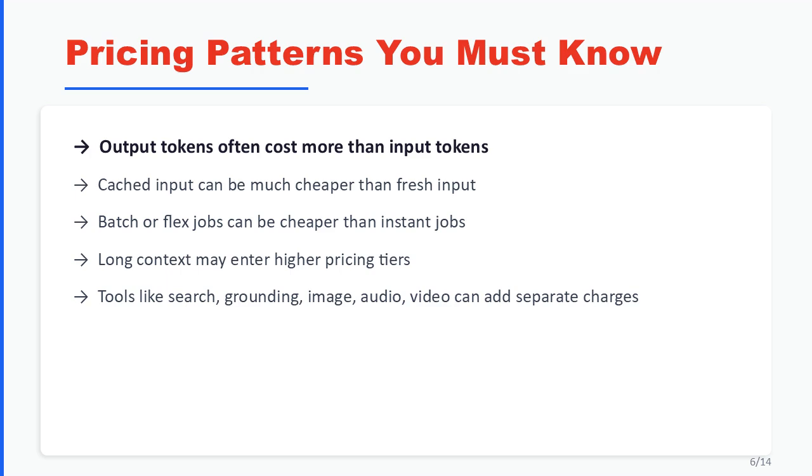Pricing changes by provider, but patterns repeat. Output tokens often cost more than input tokens because generation is expensive. Cached input can be cheaper because the model reuses repeated context. Batch or flex processing can be cheaper if the job is not urgent. Very long context can enter higher pricing tiers. Tools can add separate charges. Web search, grounding, code execution, image, audio, and video are not always just normal text tokens.